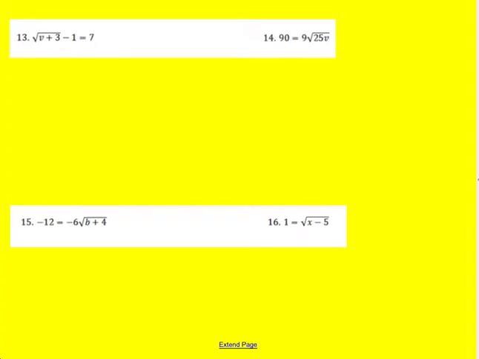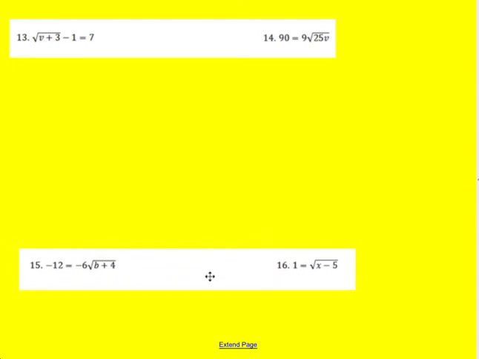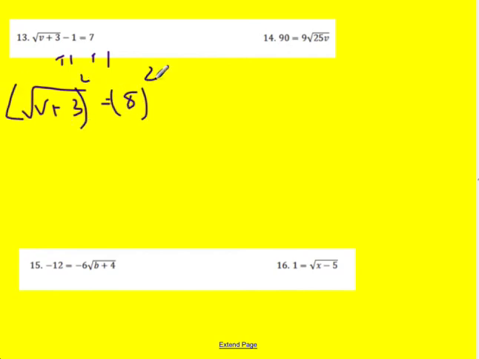Let's take a look at the last 4 here. So first of all, for number 13, we need to get the radical by itself. So the first thing I'm going to do is add 1 to both sides. Then I get the square root of v plus 3 is equal to 8. And then, since the radical is isolated, I can go ahead and square both sides. So when I square the square root, I'm left with v plus 3, and 8 squared is 64.